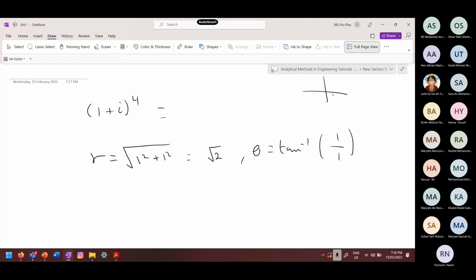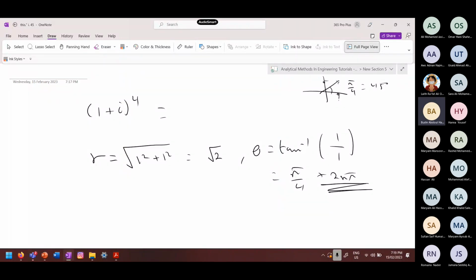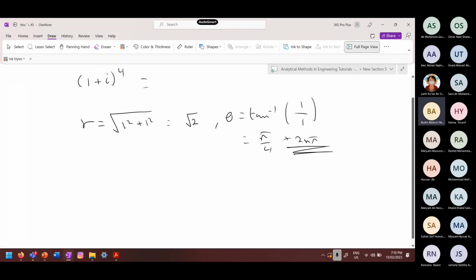Use the diagram. You have a 1 here, 1 here. Connect them. You will see that you have a pi over 4, which is 45 degrees. So theta is basically pi over 4 plus 2n pi. Do not forget the 2n pi, please. Now you need to substitute it in the form of r e to the I theta. The r is square root of 2, e to the I, and theta is pi over 4 plus 2n pi.